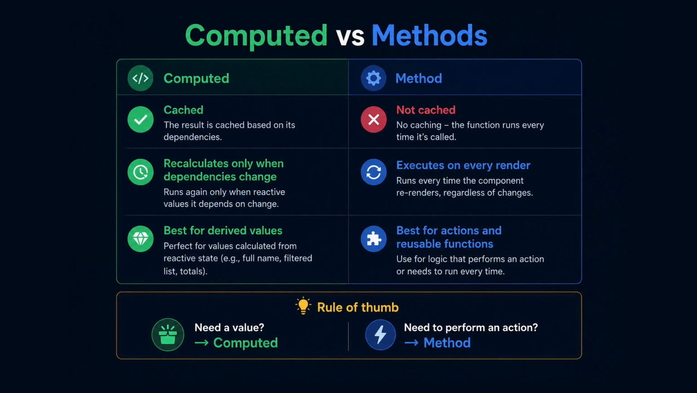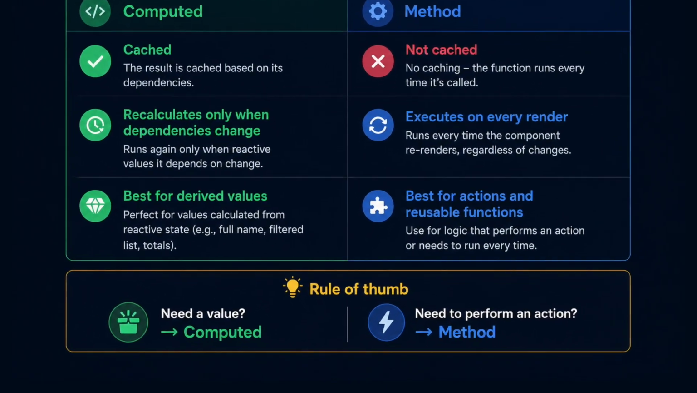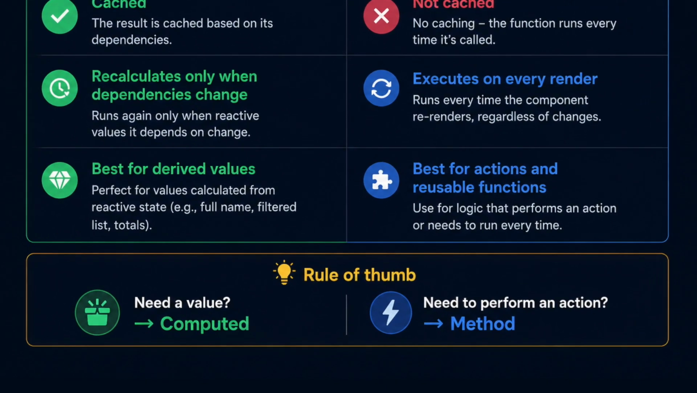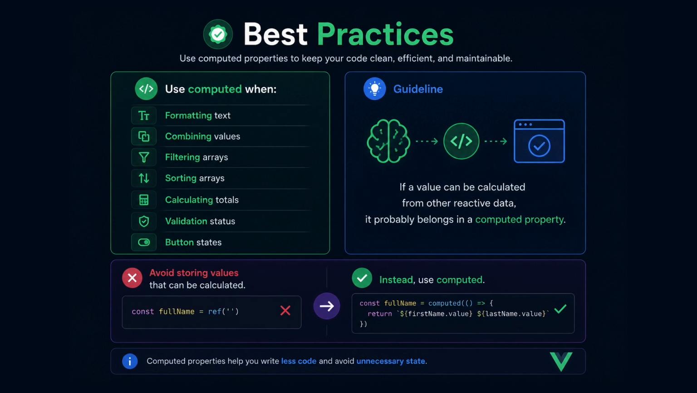A simple question to ask yourself is, can this value be calculated from other reactive data? If the answer is yes, it probably belongs in a computed property. Otherwise, a method is usually the better choice. Before we finish, let's go over a few best practices.